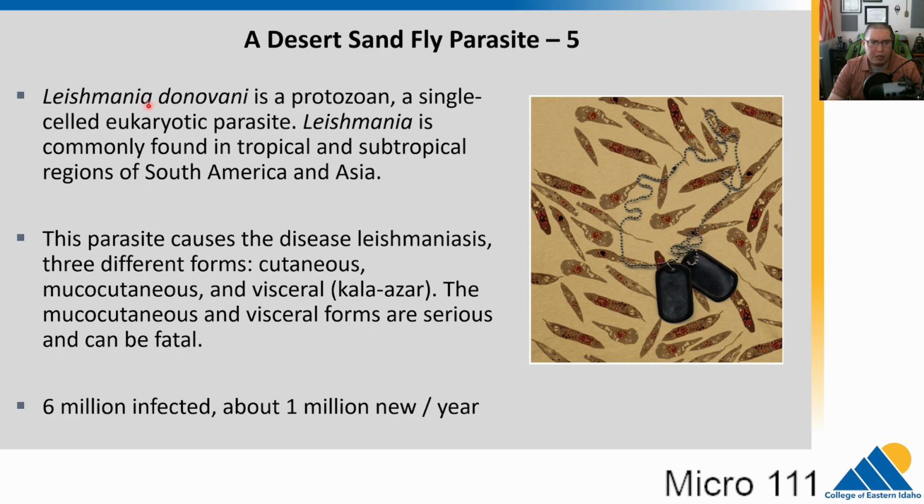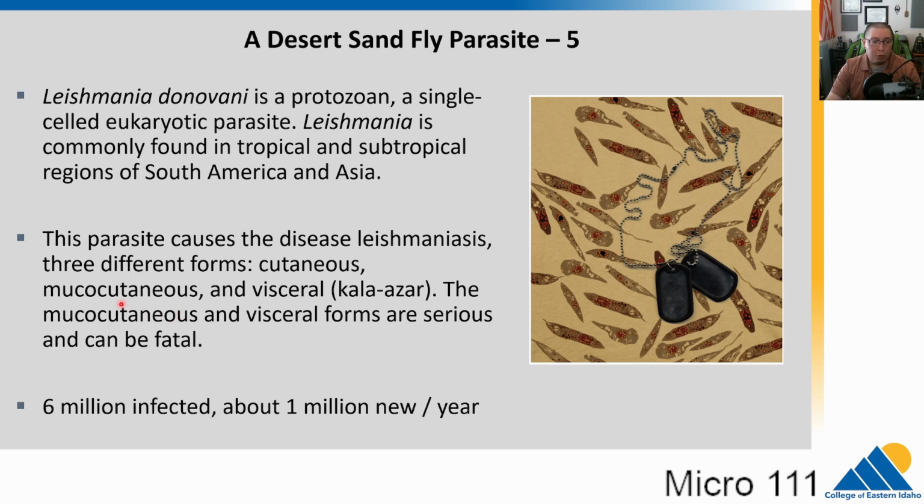This particular species, it's a single-celled eukaryotic parasite, like I said, commonly found in tropical and subtropical regions. Many of these diseases are tropical diseases, but there are some in our own area. We'll talk about Giardia later. This parasite can have different forms. He had a cutaneous form, which is a skin infection, which is generally not life-threatening.